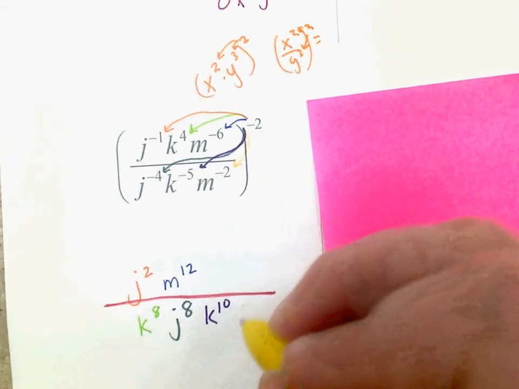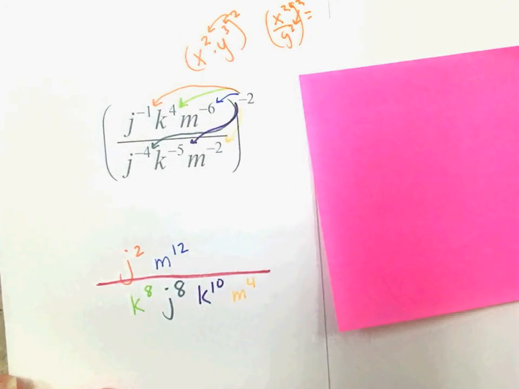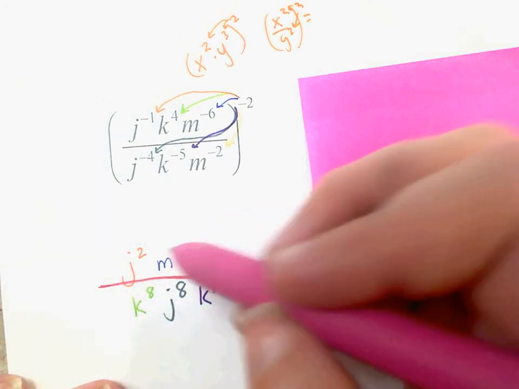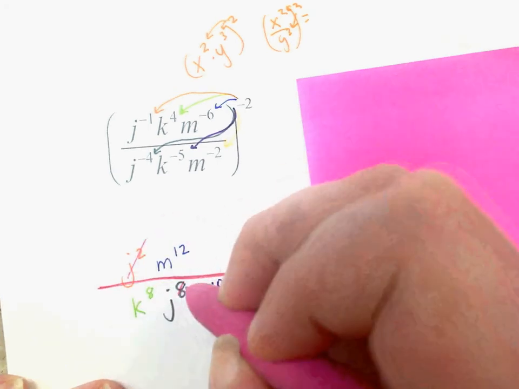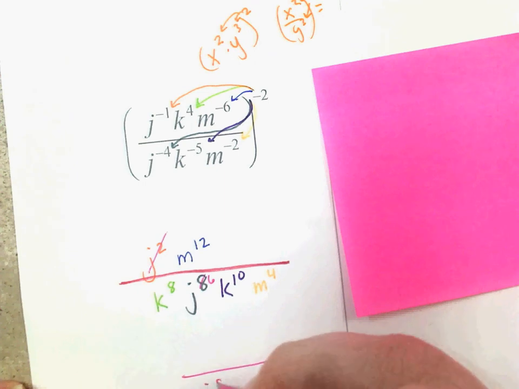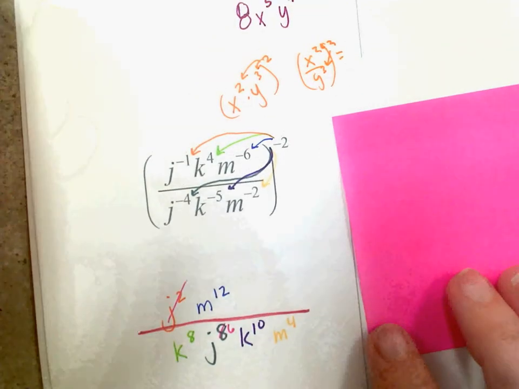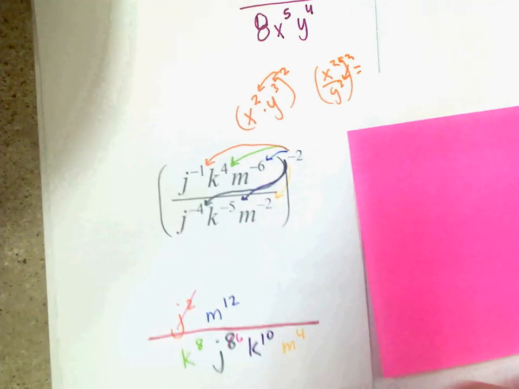And then we just simplify. J's, there's 2 here and there's 8 there, so that leaves me with 6 in the denominator. I just wrote an 8. Okay, so there's 6 of those left in the denominator.